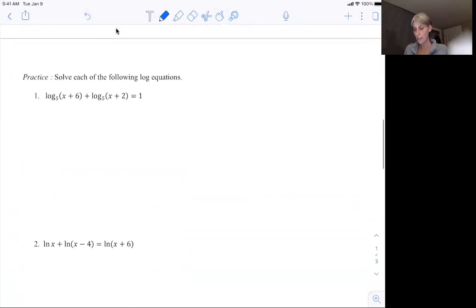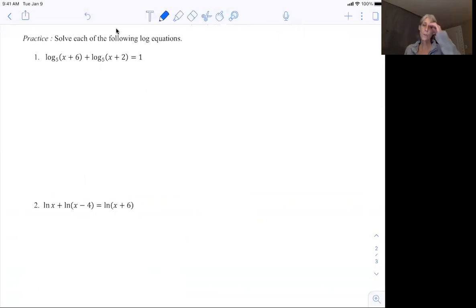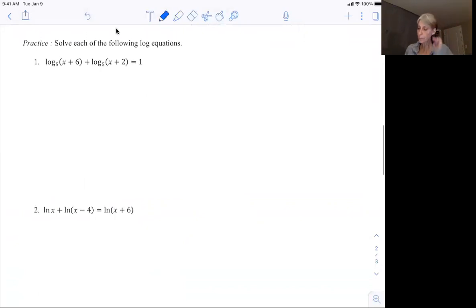So let's jump right into some problems. When I look at these problems, when I'm going to start them, I look to see what I'm dealing with. I have log base 5 of x plus 6 plus log base 5 of x plus 2 equals 1. So basically what I'll do is I'll try to simplify this first. That's where I always begin. And then I look to see what I have. Log base 5. My plus tells me I'm going to multiply the arguments.